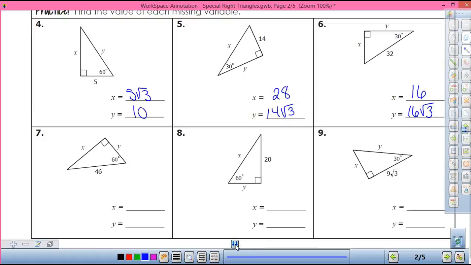So now it's giving me what? Hypotenuse. So I should go from hypotenuse to short leg. Is short leg x or y? Y. And what do I get? 23. And that makes short leg 23.